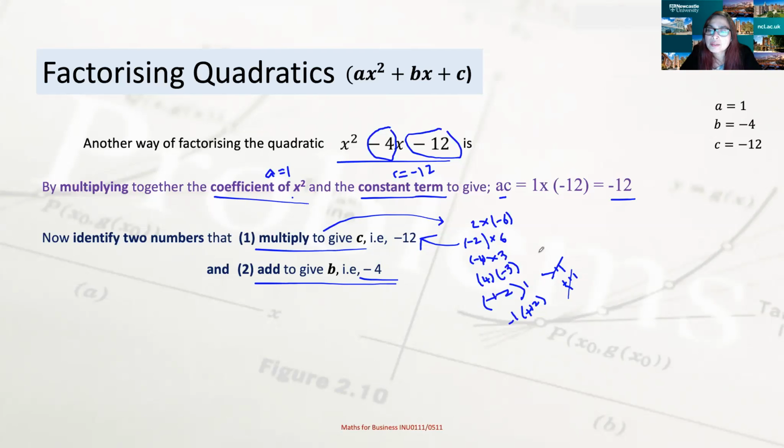4 minus 3, 1. No, that's not correct. Minus 4 and 3, if I add, I'll get again minus 1. No, I don't want that. Minus 2 plus 6. Oh, no, I got 4. I want minus 4. Plus 2 minus 6, minus 4. That's my number. These are my numbers, 2 and minus 6. So I will go for 2 and minus 6.